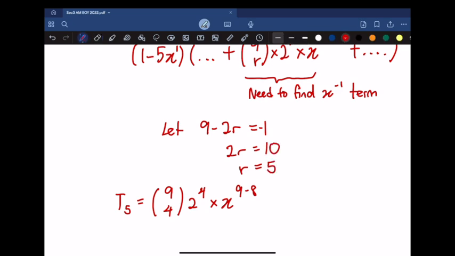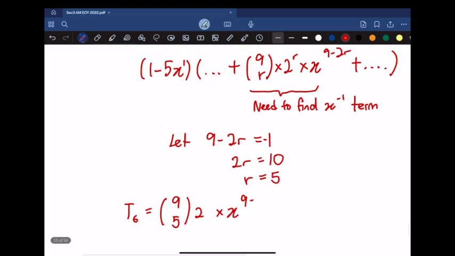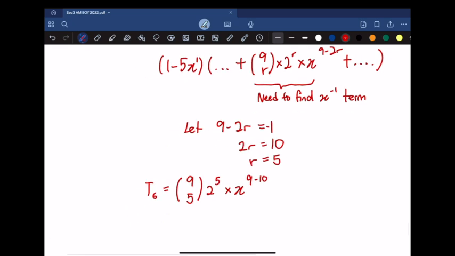10, this will be 5, so your r should be 5, which means it's the fifth term instead. Okay, so sixth term, r equals 5, 2 power 5, 9 minus 10. Yep. Then from here, you can use your calculator to evaluate 9 choose 5 times 2 power 5. This will give me 4032 x power negative 1.